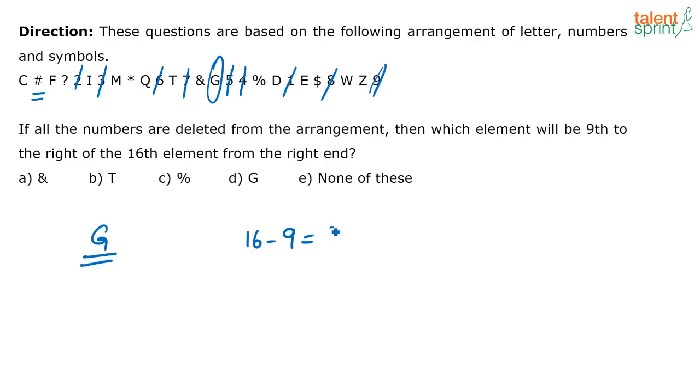16 minus 9 is 7. Correct? So now if you have 7, what can I say? The element that I am looking at is the element which is 7th from the right end. That way also I should get the answer. 1, 2, 3, 4, 5, 6, 7. So the 7th element from the right end is also G. So the correct answer that we are looking at is option D, that is G.